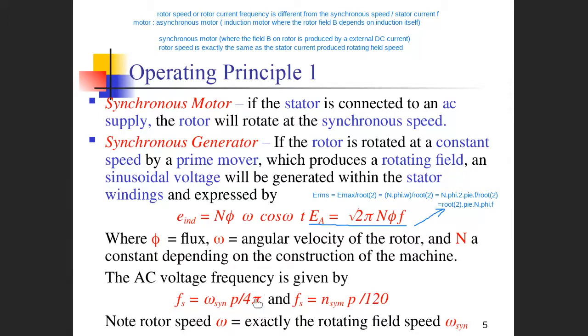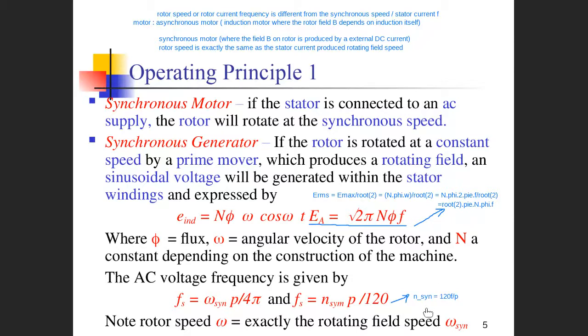The formula is actually very similar to that for motors, where the synchronous speed depends on the number of poles, and is 4 pi f over the number of poles, which is 120 f over the number of poles. So it's the same thing.